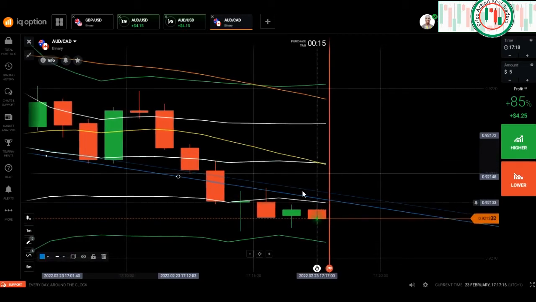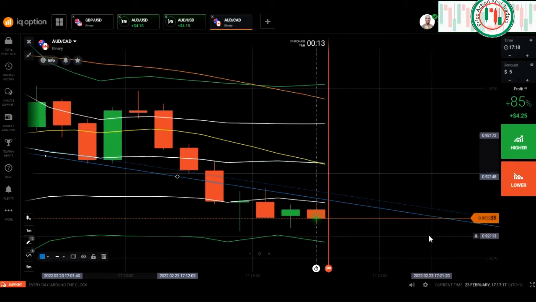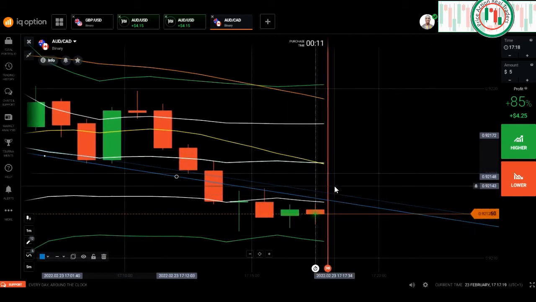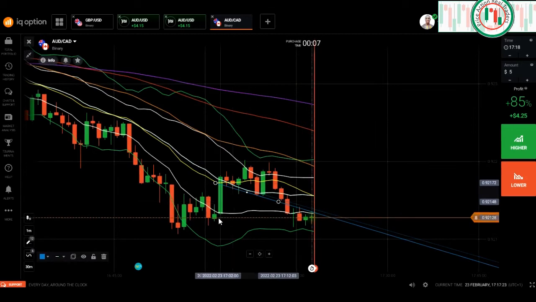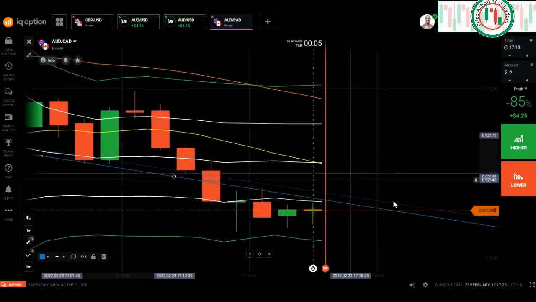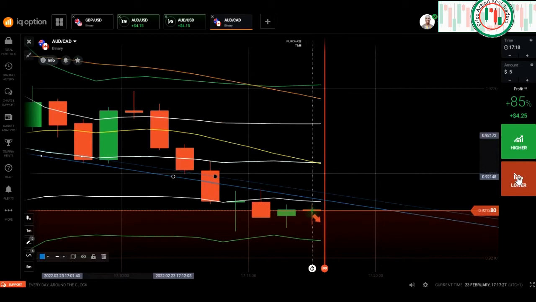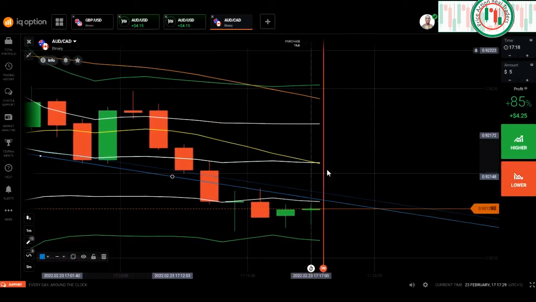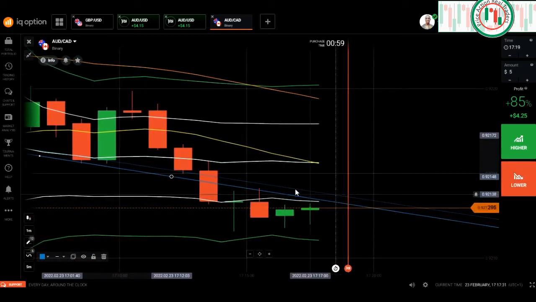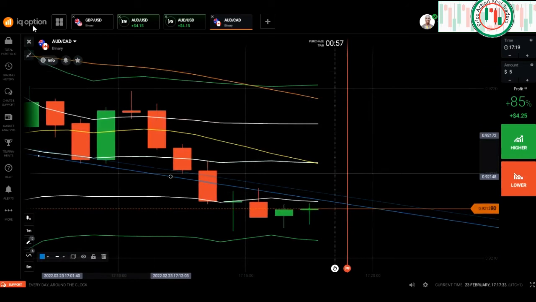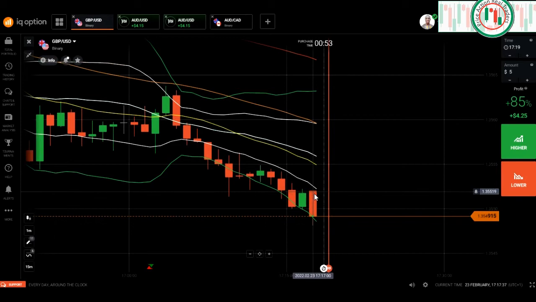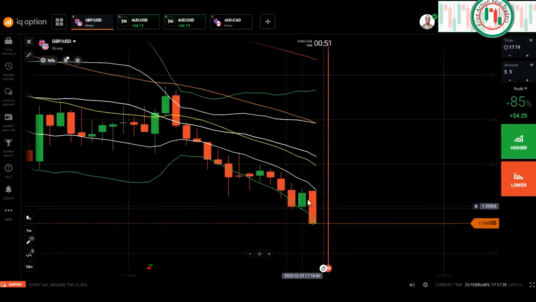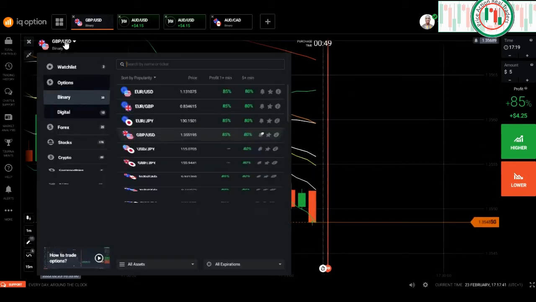Rejection from this Bollinger, but we are in a consolidation area. Yes, we are in a consolidation area. If the market goes higher, the time has finished. So you see another pullback here, but this is too huge a candle.